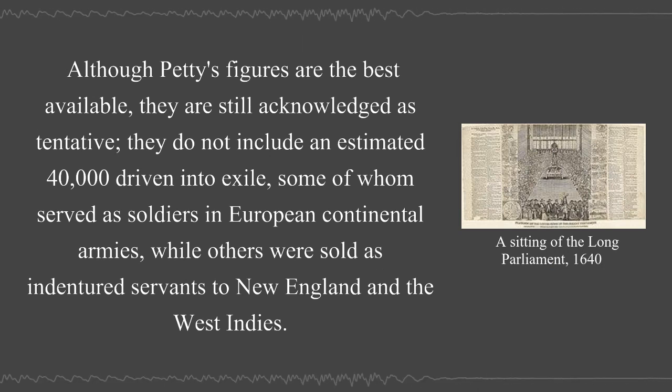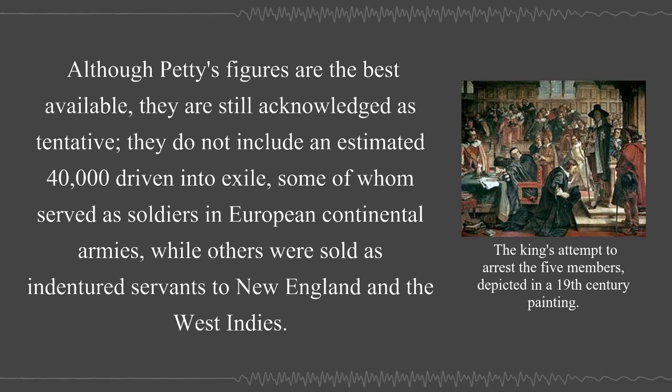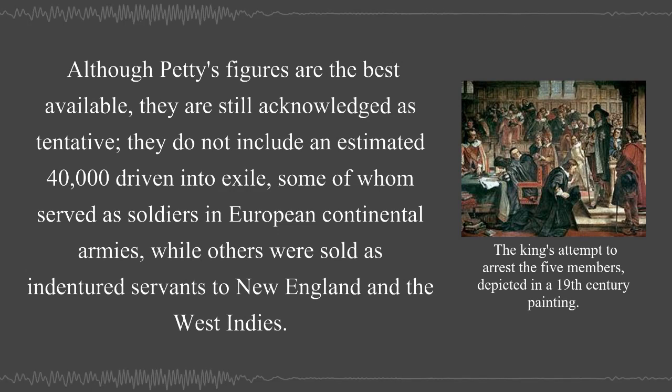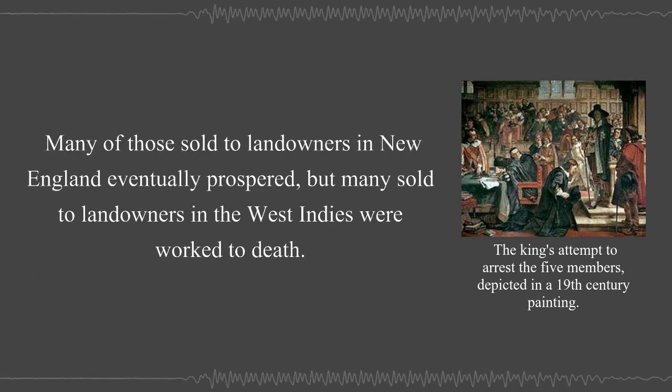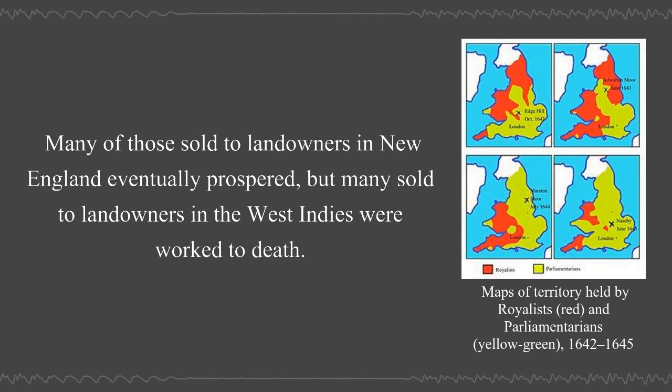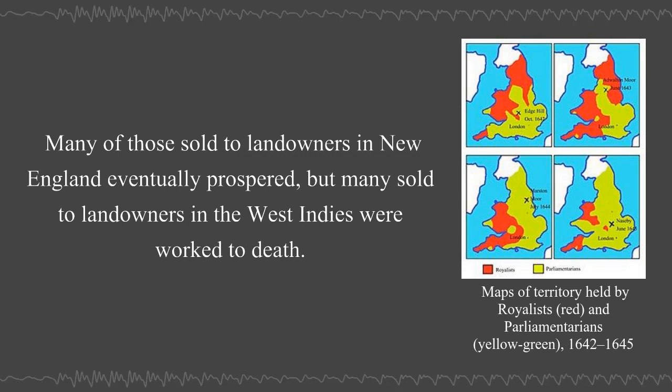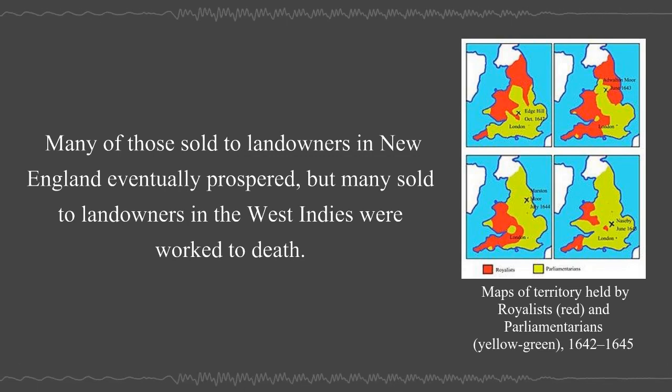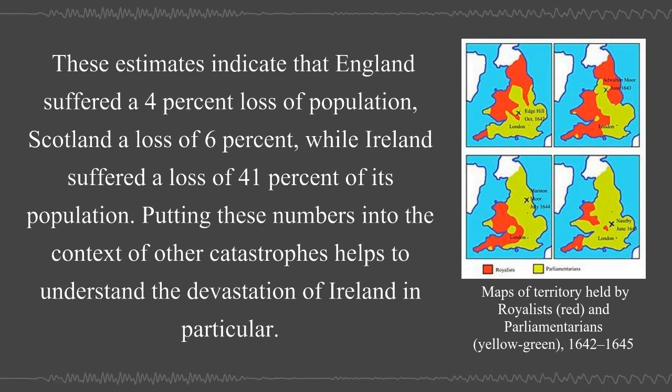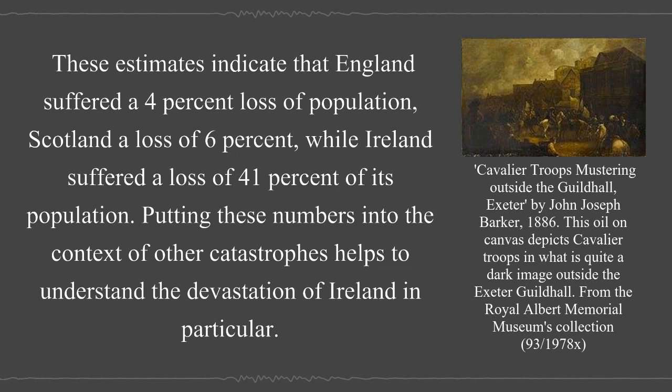They do not include an estimated 40,000 driven into exile, some of whom served as soldiers in European continental armies, while others were sold as indentured servants to New England and the West Indies. Many of those sold to landowners in New England eventually prospered, but many sold to landowners in the West Indies were worked to death. These estimates indicate that England suffered a 4% loss of population, Scotland a loss of 6%, while Ireland suffered a loss of 41% of its population.